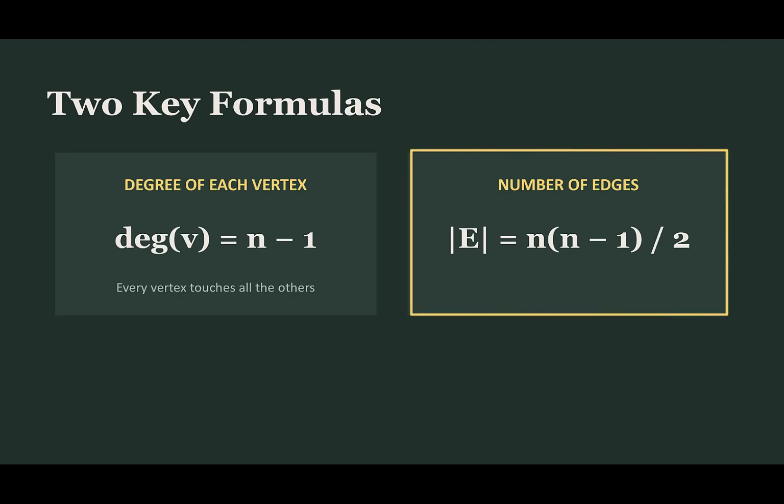Then the number of edges in the graph is n times n-1 over 2. Think of that as we have n vertices that are connected to n-1 other vertices in the graph, but because we don't want to double count the number of edges, we divide by 2.